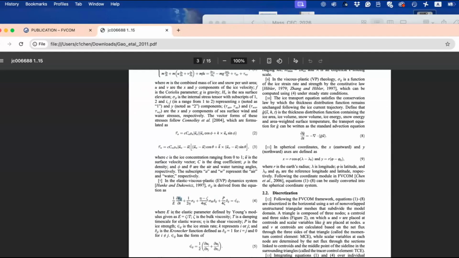Okay, I don't want to go into a lot of detail on how to solve the equation. That is the internal stress. So this is the internal stress tensor, the stress tensor inside the ice. The ice has internal stress inside, and it also belongs to the sea surface or water, but this follows EVP dynamics.